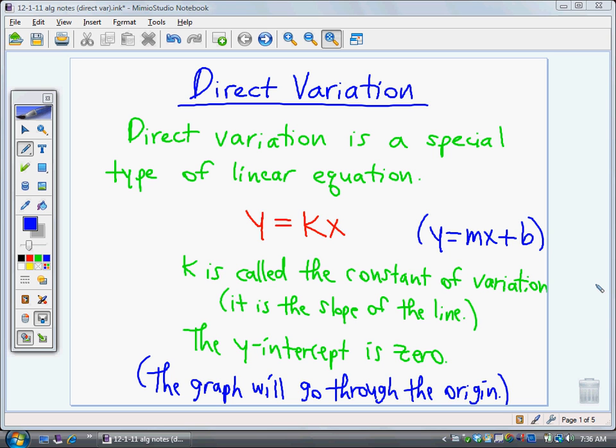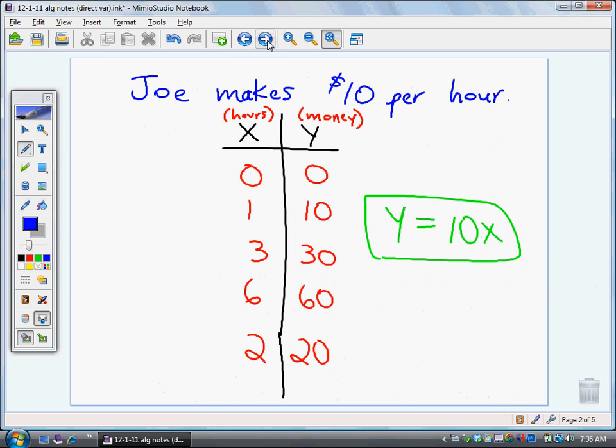Now on the next page I'm going to show you a simple example of a common everyday situation that can be modeled using direct variation. Here's the situation. Joe makes $10 per hour. We have a table here where the x column is the number of hours and the y column is the amount of money that is earned. We start with 0 hours: if Joe worked 0 hours, he earned $0. If he worked 1 hour, he'd get $10.